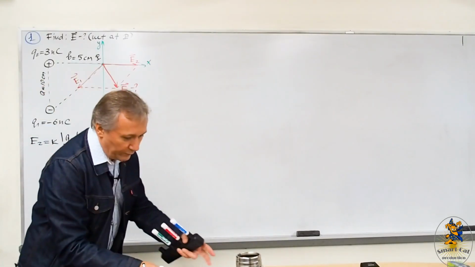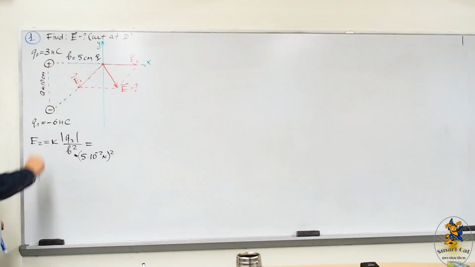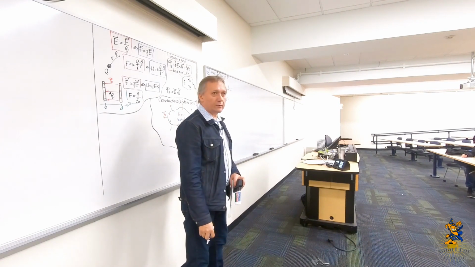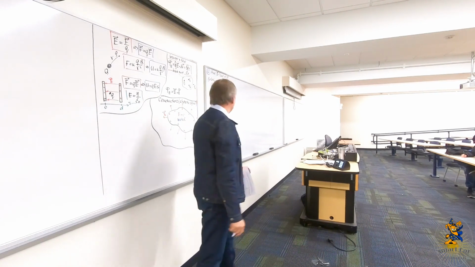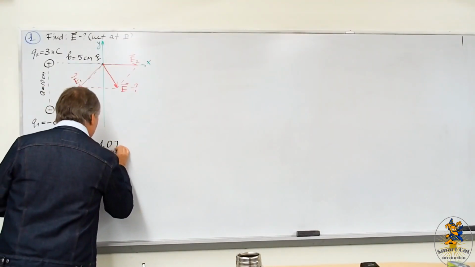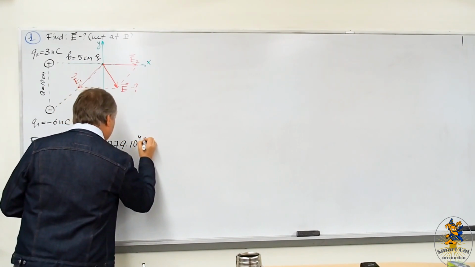So the answer, of course, I will use my notes. And, of course, nano, 10 to the power of negative 9. Don't make those silly mistakes because, again, from time to time I see those. So it will be 1.079. Okay, I use more sig figs, significantly more.